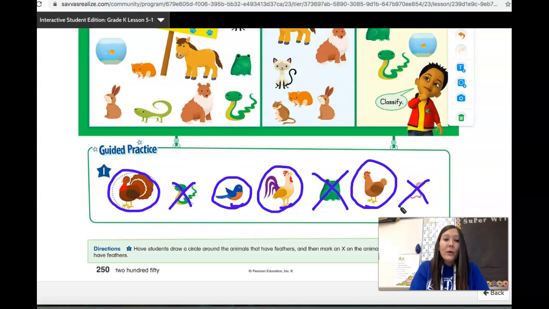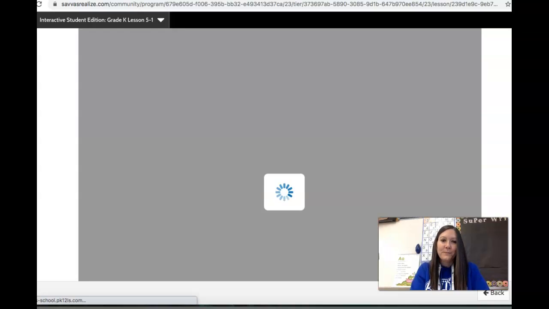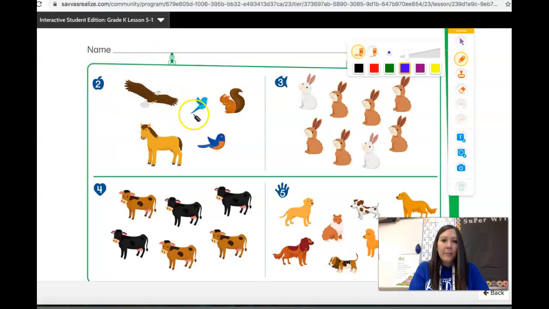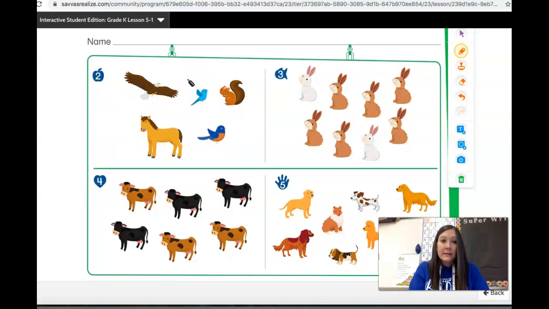Look at that. We just classified these animals into 2 groups. Animals that have feathers and animals that do not have feathers. That's fun. Turn the page. All right, I'm looking right here at number 2, apple. Let's classify these animals into 2 groups.